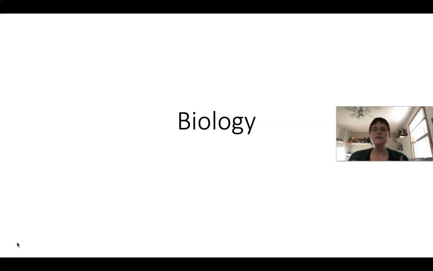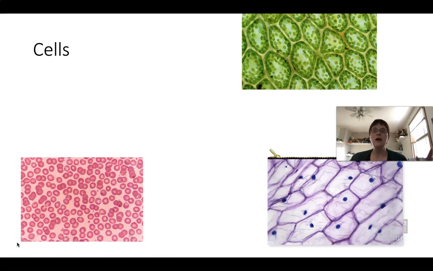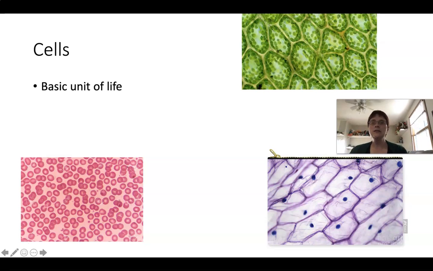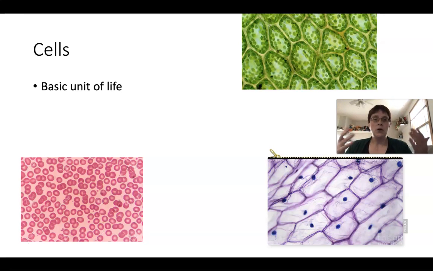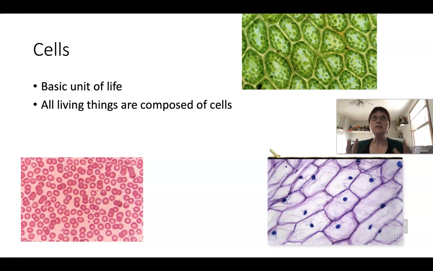All right, so our next unit is biology. So far we've covered physics and chemistry, and now biology. So the first thing we need to look at with biology are cells. So why cells? Well, cells are the basic unit of life. So in order to be considered alive, you need to be made out of cells. Whether it's a single cell or multiple cells, you have to at least be made up of one cell. And all things that are alive are composed of cells.